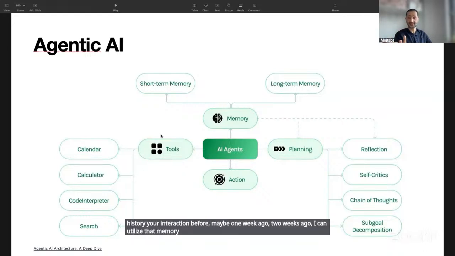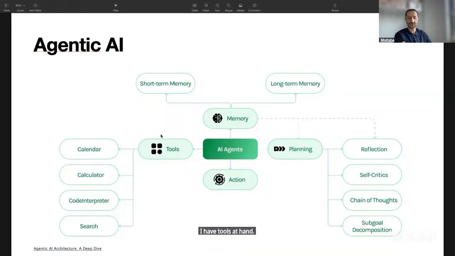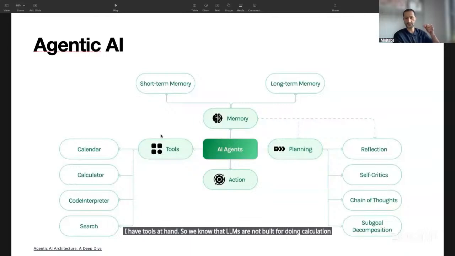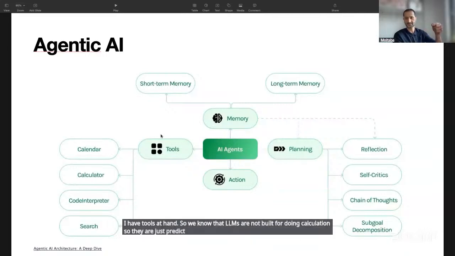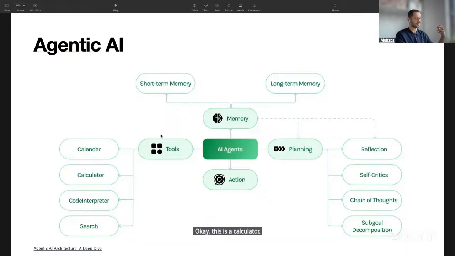I have tools at hand. We know that LLMs are not built for doing calculation. They just predict one word at a time based on all the previous words. They are not good at calculation. We can provide them some tools: this is a calculator, this is a calendar. It can be some other things as well. You can add them as tools.